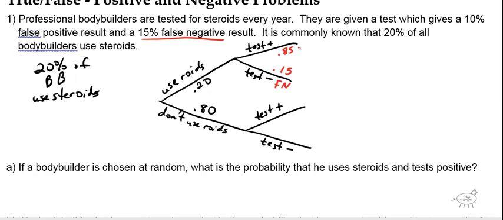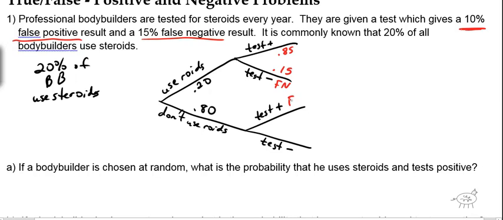Okay, so now let's go to the next one. Don't use steroids. All right, so the next thing I'm going to use is it says 10% false positive. All right, so if you don't use steroids and the test comes back saying, hey, you do use steroids, that's false, and it's coming back saying you use them, so it's a false positive, because it's coming back that you use the steroids and the test came back positive. That's why they call this false positive.